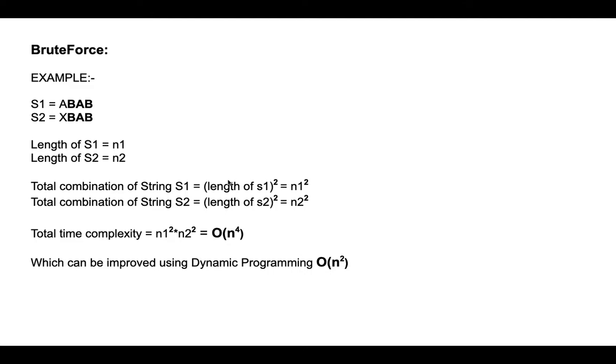After finding all the combinations of strings S1 and S2, what we have to do is compare all the combinations of string S1 with all the combinations of string S2 and then take the longest common substring. So the total time complexity to find the longest common substring in this way would be n1 squared into n2 squared, that would be equal to order of n to the power 4, which is a very high time complexity. This can be improved by using dynamic programming and it can be reduced to order of n squared.